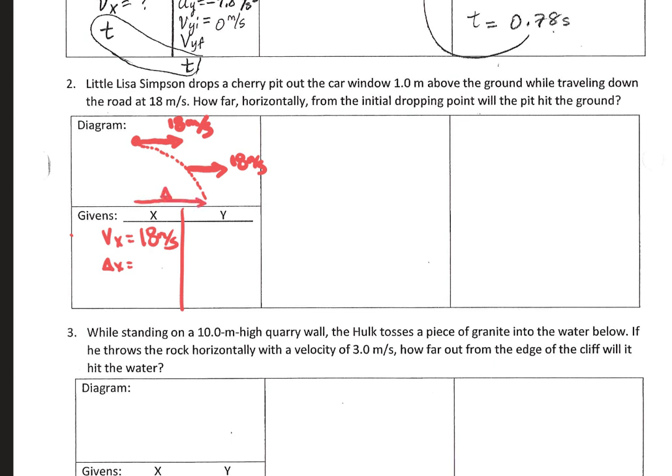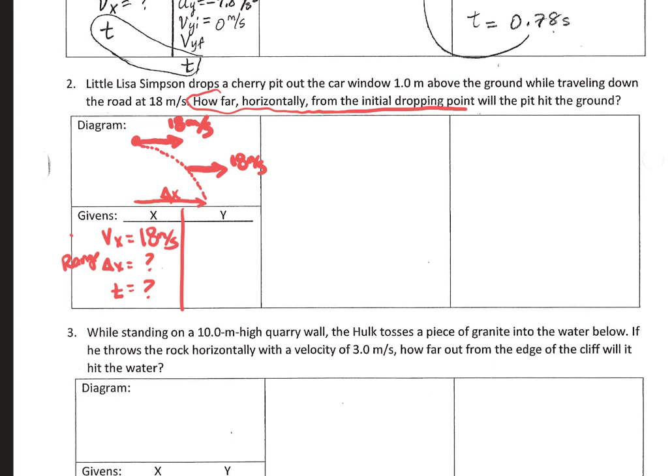Now, we don't know how far it lands ahead of the car. We don't know the delta x. That's called the range. And the range is actually the unknown. How far horizontally from the dropping point will the pit hit the ground? We don't know that. And you might get stuck because you're like, well, we also don't know time. So this is not a simple problem, just like we would have done in the past with horizontal motion. You know 2 variables, and you solve for a third. Instead, we're going to have to look at the vertical data.